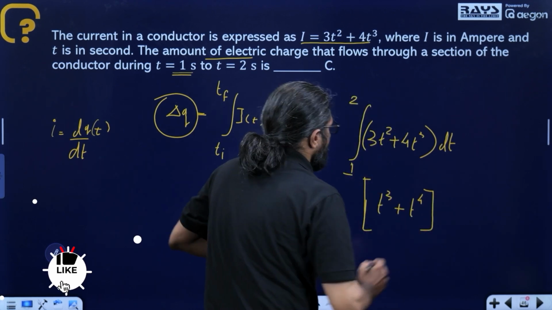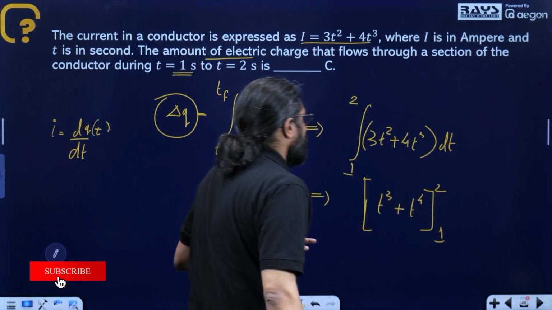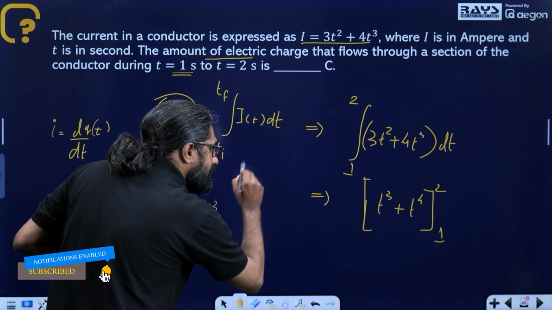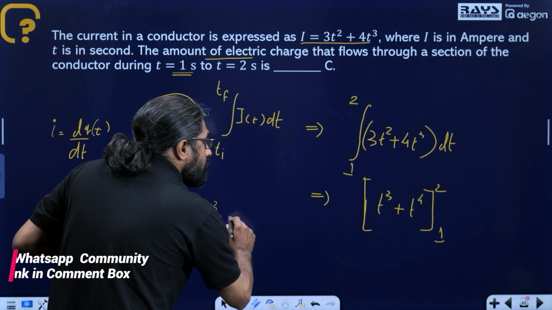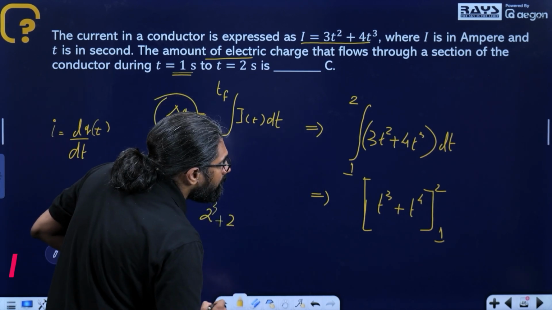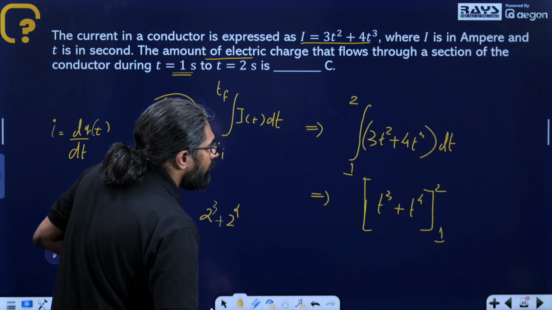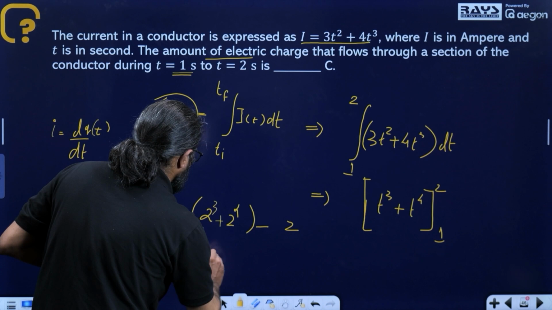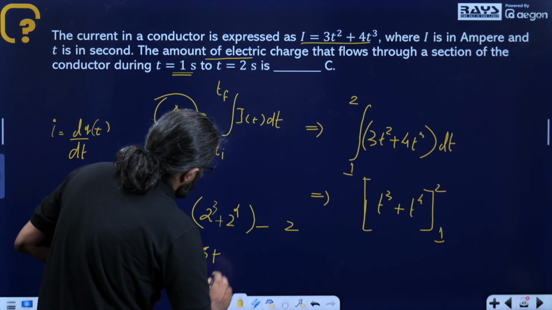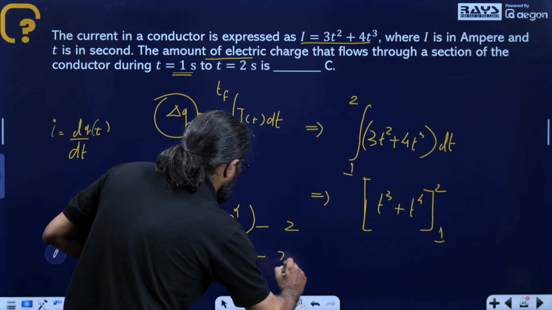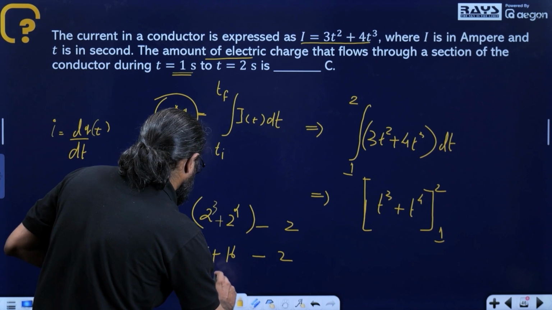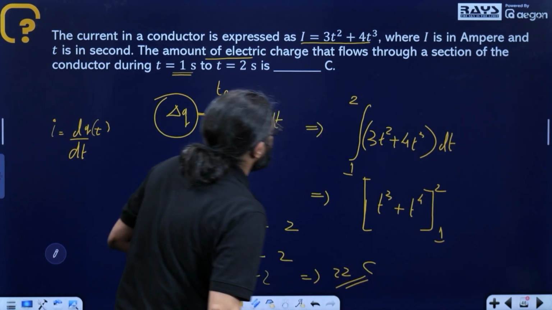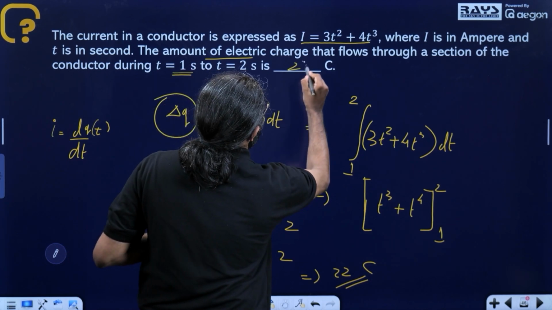And then you have 1 to 2. Okay. 2 substitute ചെയ്യുമ്പോൾ this is 2 cube plus upper limit substitute ചെയ്യുന്ന സമയത്ത് 2 raised to 4 minus 2. That is 8 plus 16 minus 2. That is 24 minus 2. That is 22. 22 coulomb ആണ് ഇതിന്റെ ആൻസർ. The answer will be 22 here.